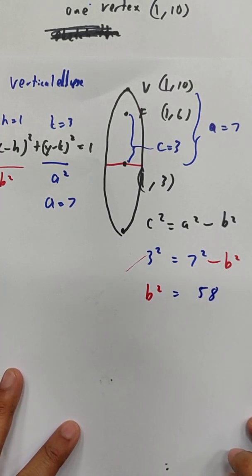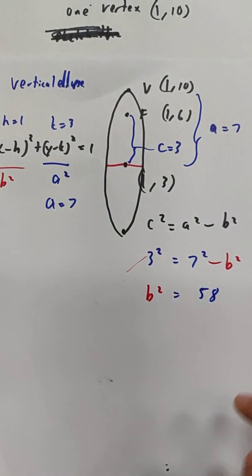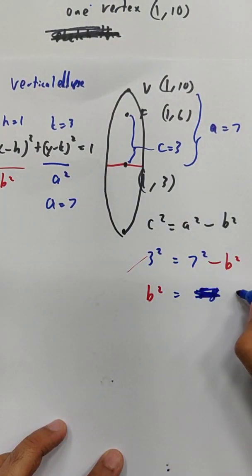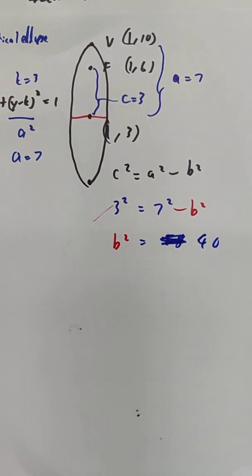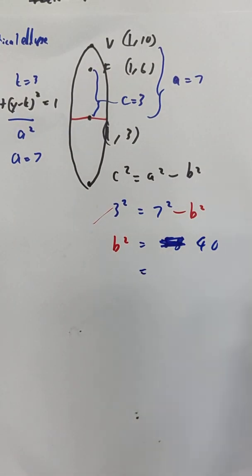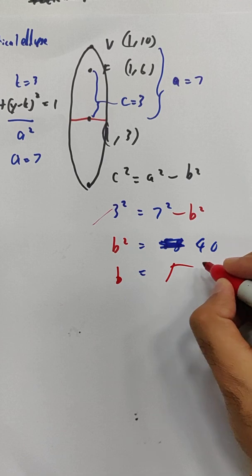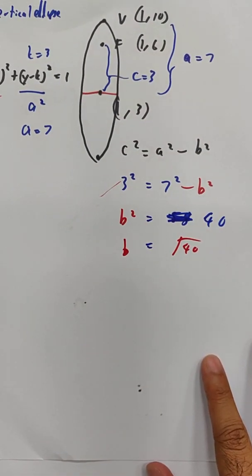Am I right? 49, right? Oh, minus. Trying to go too fast. 40. So B squared is 40. Yes, you can say B is the square root of 40. Are you okay with that?